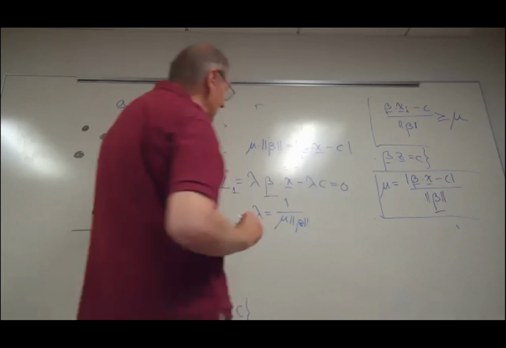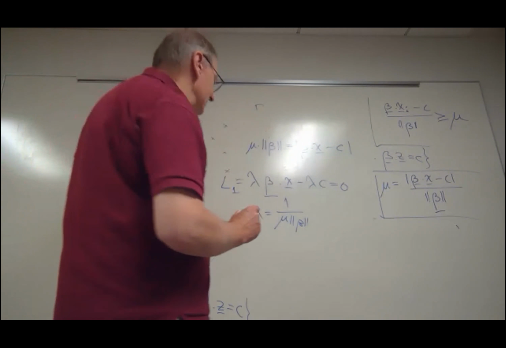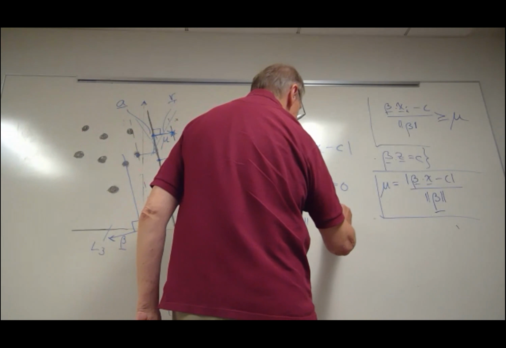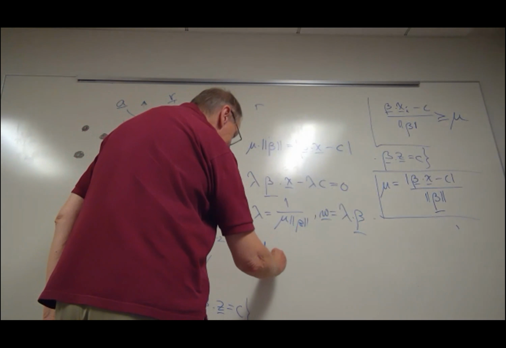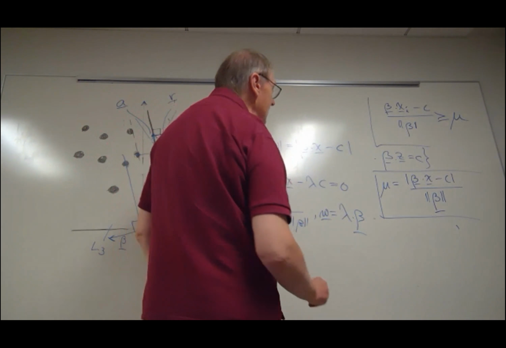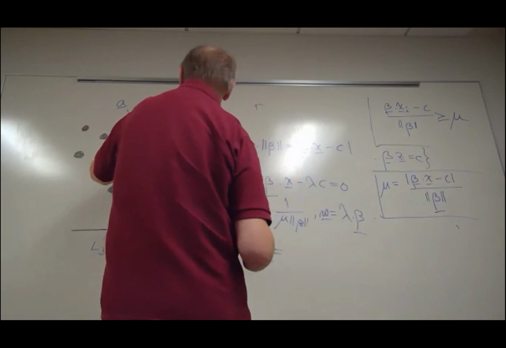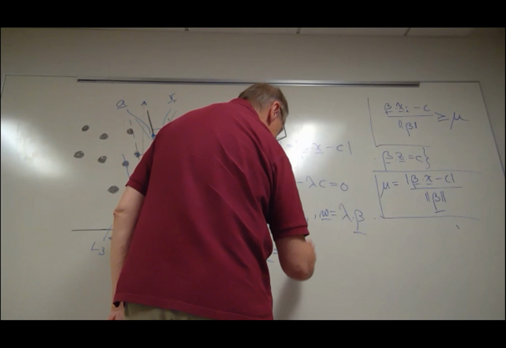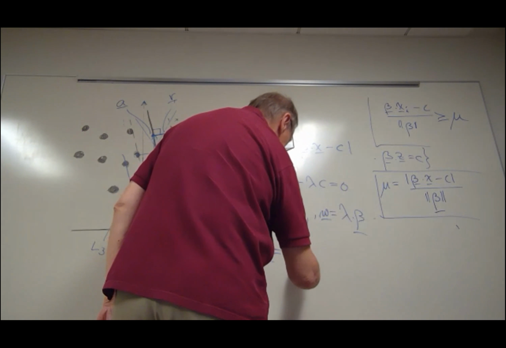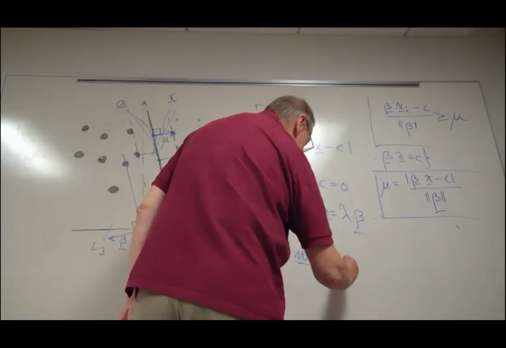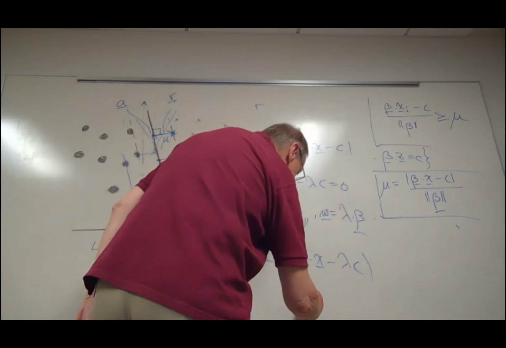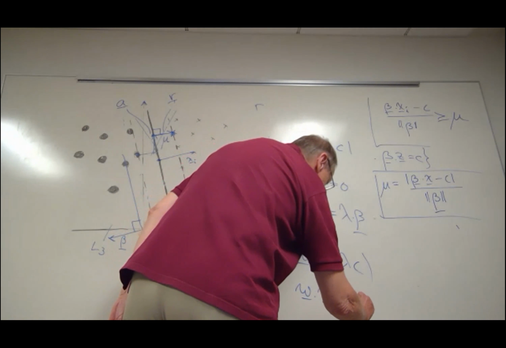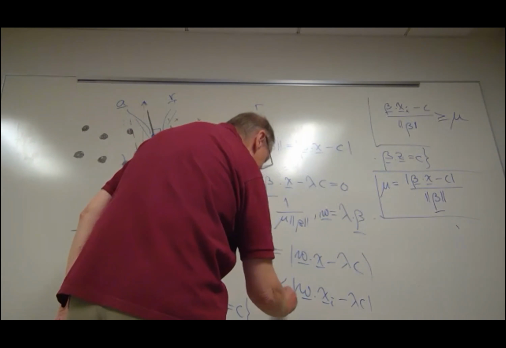So if I scale by that, this becomes 1. And let's say that W equals lambda times beta. Then I get the equation 1 is equal to, for this point here, W x minus lambda c. And for the other ones, I just get something that is bigger than this. So W dot xi minus lambda c will be bigger than or equal to 1 for all the other data points.